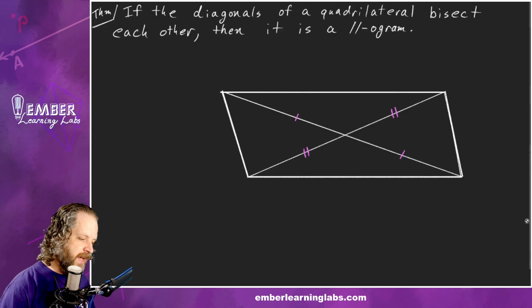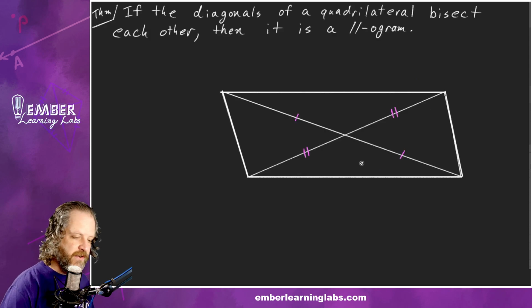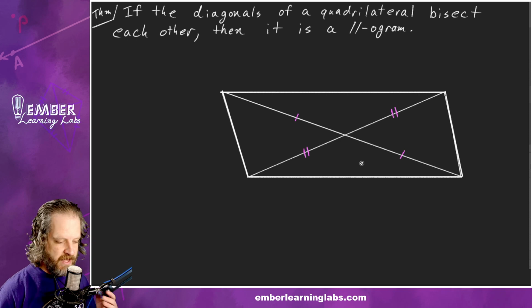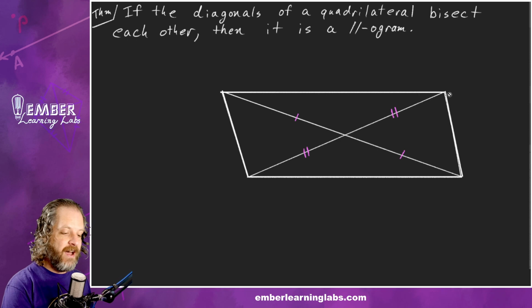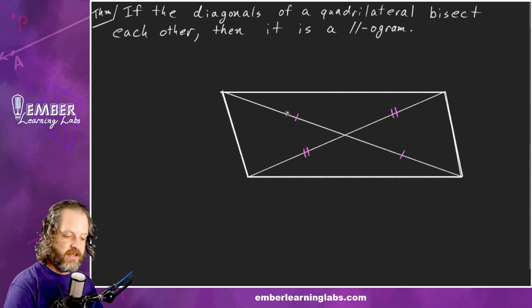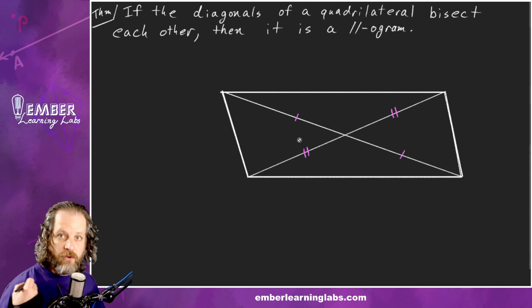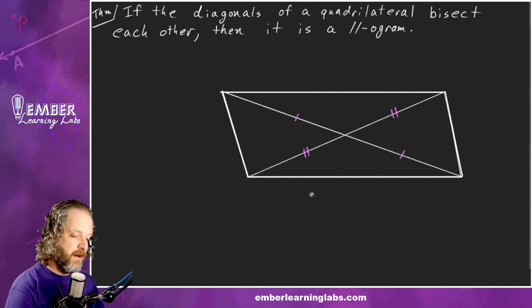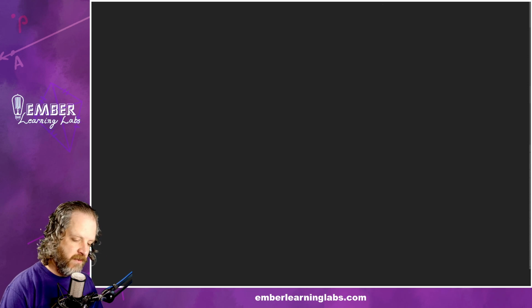The next one is if the diagonals of a quadrilateral bisect each other, then it's a parallelogram. Same thing, right? We've got a quadrilateral, we have diagonals drawn, and we determine that they bisect each other, so each side is congruent to the other side, right? That's kind of the definition of bisector. Then we can say that it is a parallelogram. Great, right?